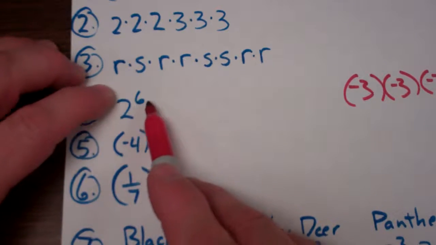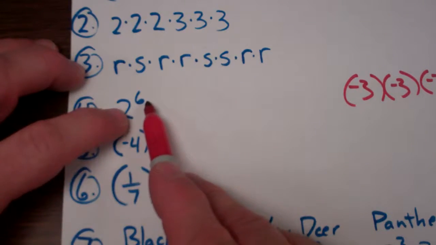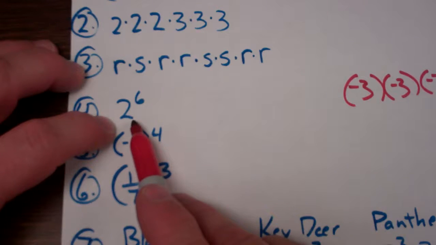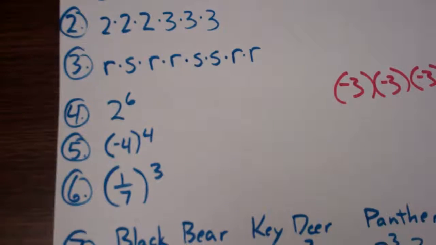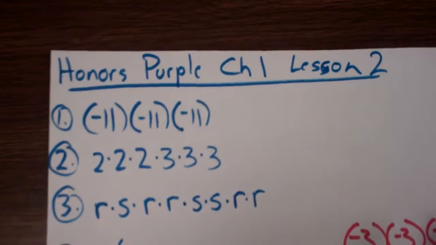Base of 2, exponent of 6. So this power is 2 to the 6th power. That's the base 2 times itself 6 times, so 2 times 2 times 2 times 2 times 2 times 2. All right, so let me do a couple problems here.